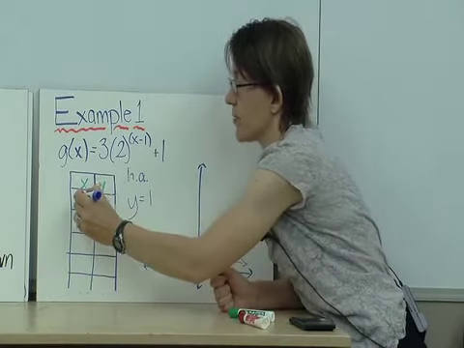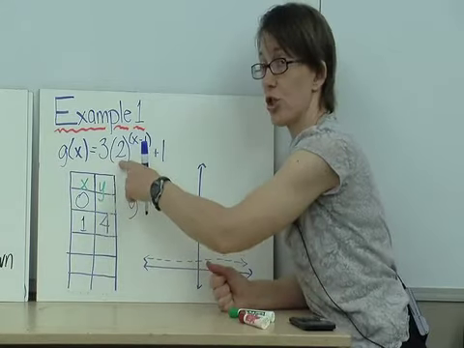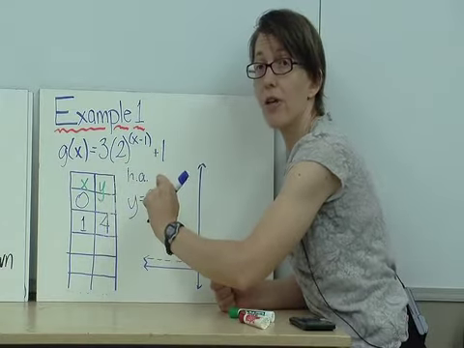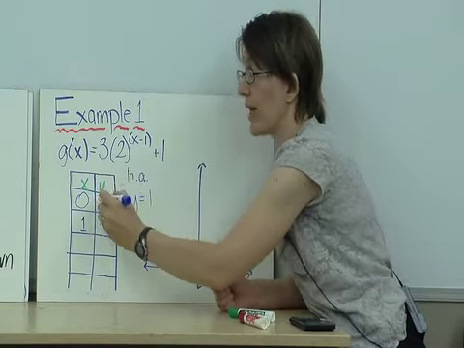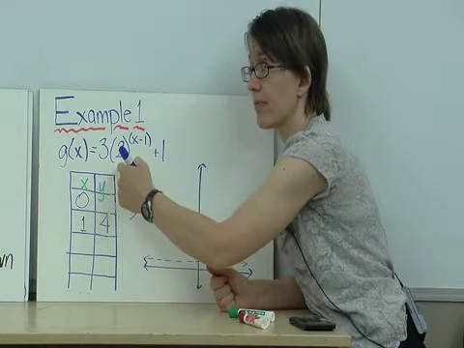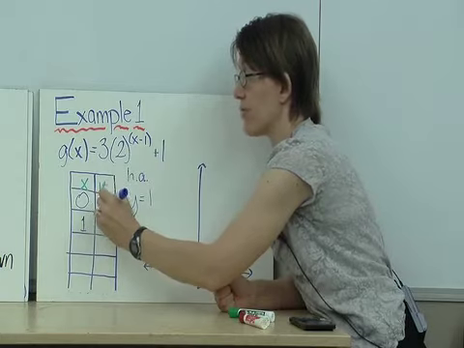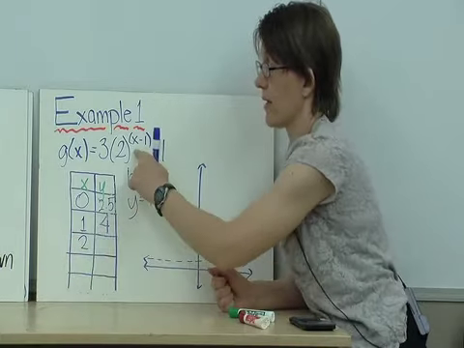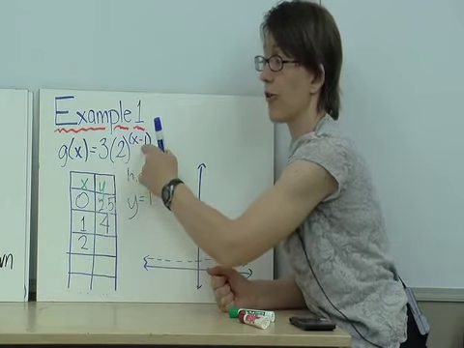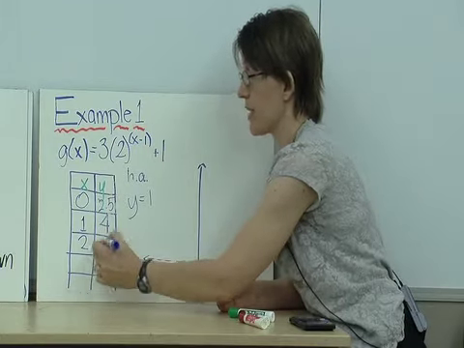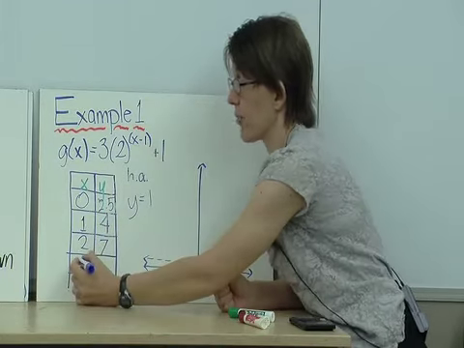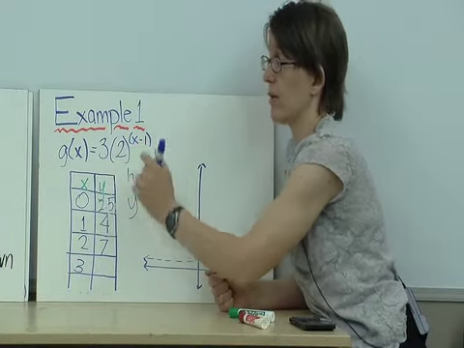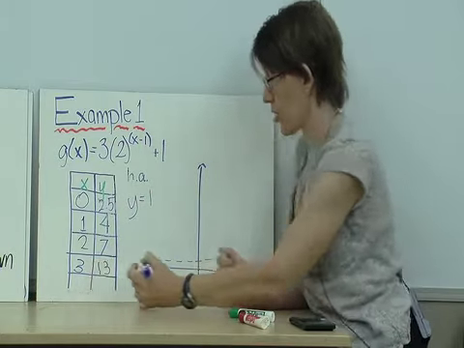So when x is equal to 0, I have 3 times 2 to the negative 1 power plus 1. 2 to the negative 1 is 1/2. So I have 3 times 1/2, 1.5, plus 1 is 2.5. If x is 2, then I have 3 times 2 to the first, or 6, plus 1 is 7. And if x equals 3, then I have 3 times 2 to the second power, plus 1, and that's going to be 13.